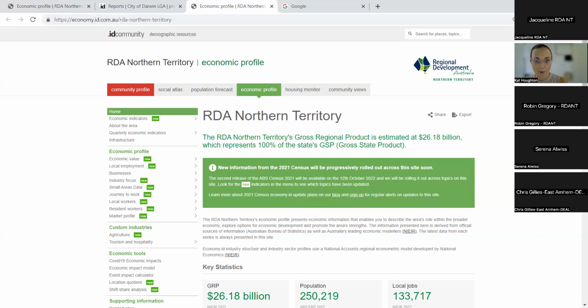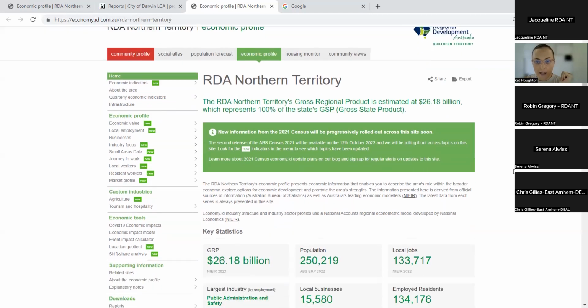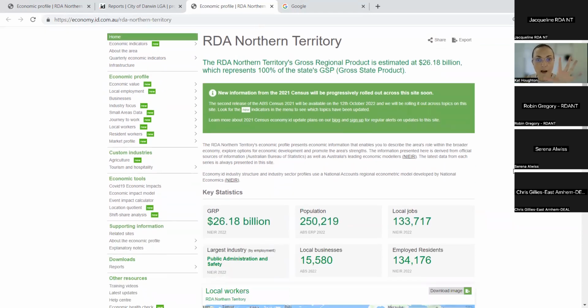Okay, one of the key differences is that the economic profile is updated yearly. Okay, so the economic profile every year in about March, April, we update all of the data based on national, state and territory input-output tables. So we're able to collect that data, those national and state accounts, and we're able to put that into the profiles to be able to come up with what we call local area modules, or local area data sets.